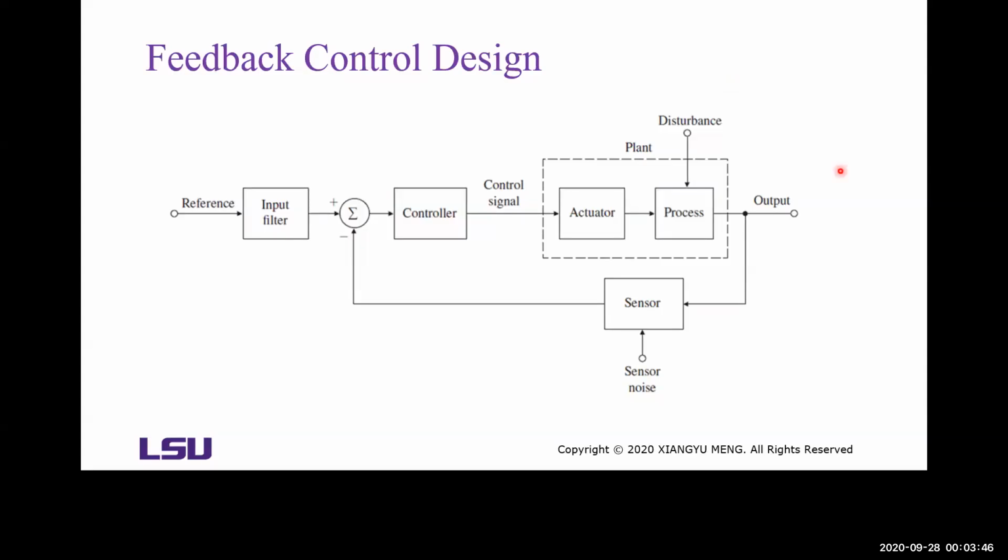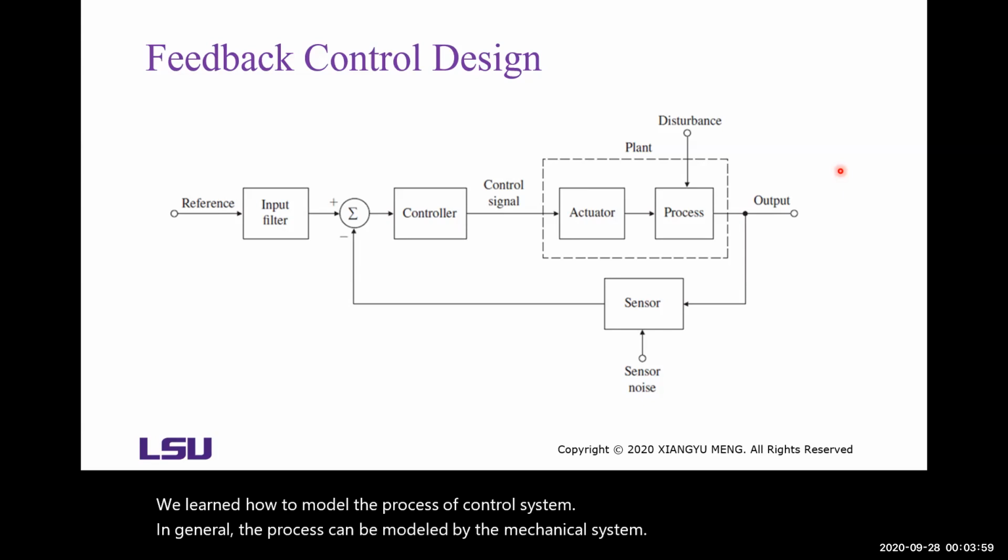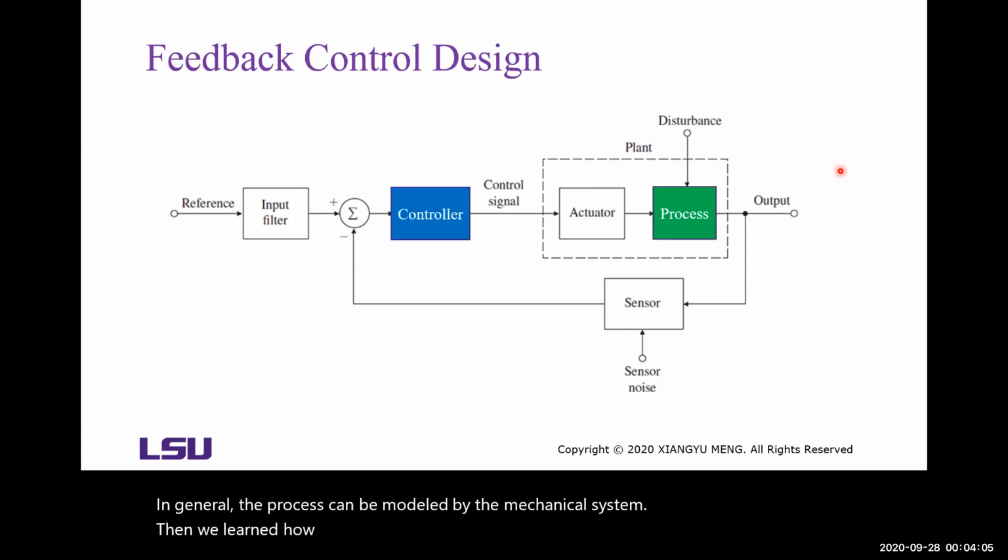We learned how to model the process of a control system. In general, the process can be modeled by a mechanical system. Then we learned how to model the controller. The controller can be modeled by an electrical system.